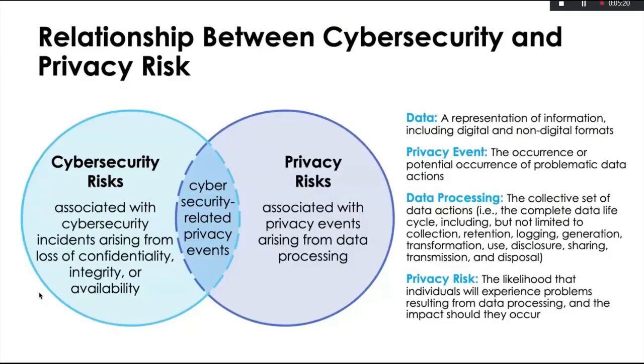For example, when we talk about privacy risk, we're talking about the likelihood that individuals will experience problems that result from data processing and the impact should those problems occur. We use likelihood and impact language to mirror cybersecurity, but here in the case of privacy, the focus is on the problems that individuals could experience instead of threats and vulnerabilities.